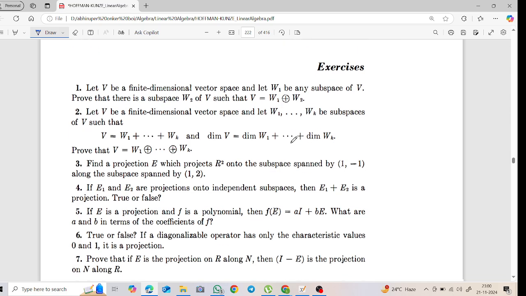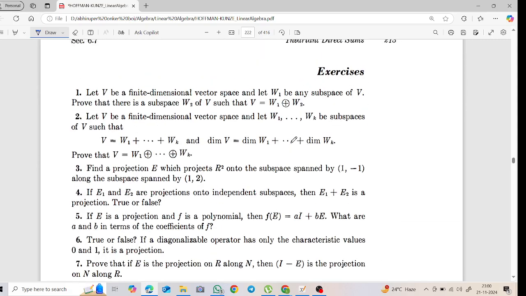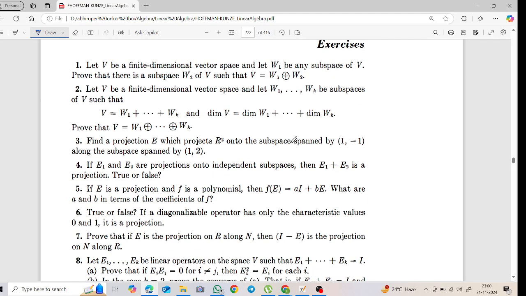Exercise is there. Let's try out a few. Let V be a finite dimensional vector space, W a subspace of V. Prove that there is a subspace W2 of V such that V is the direct sum of W and W2. Can you do this too? Please try it, 1 and 2, for a few minutes.